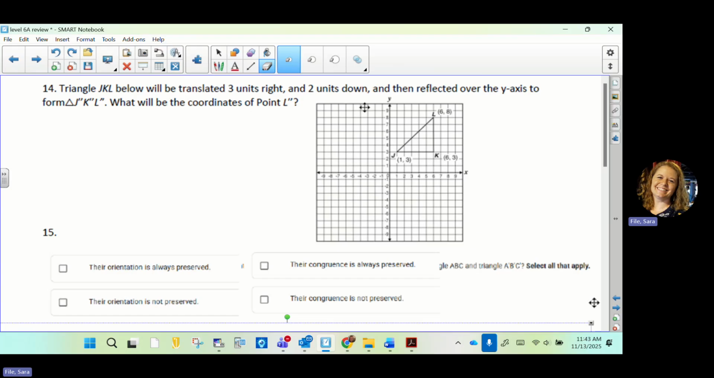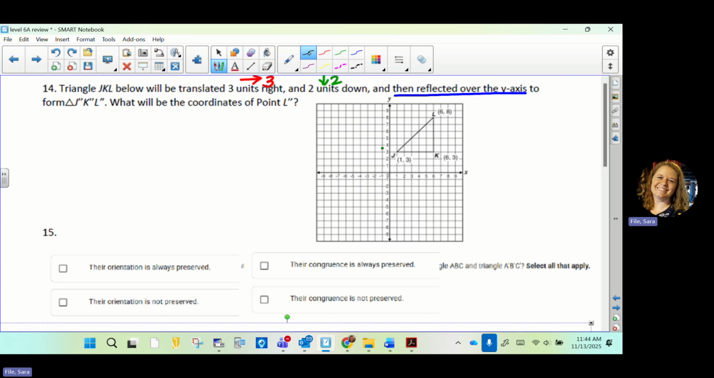So it says JKL, which is graphed here, will be translated 3 units right. So to the right, 3. And then it will be translated 2 units down. So down 2. Then reflected over the y-axis, what will be the coordinates of point L? You can do this 2 ways. You can do this on the graph.